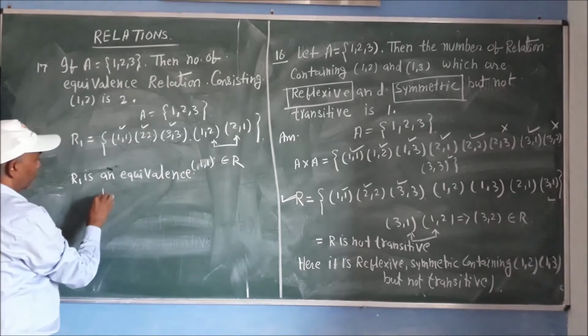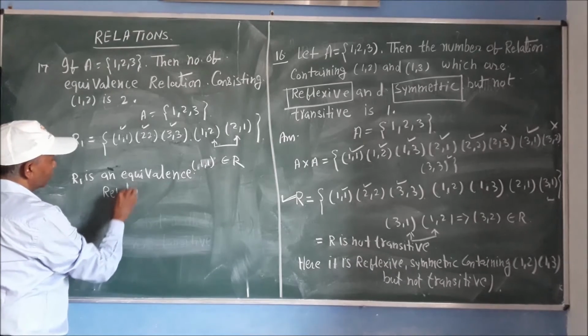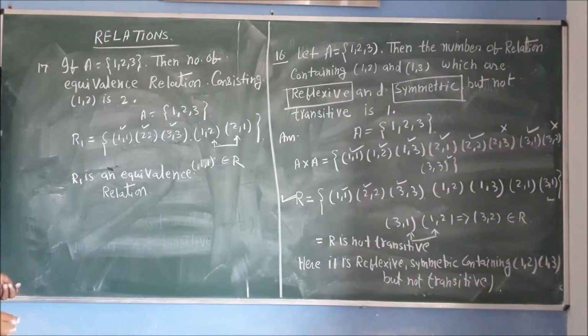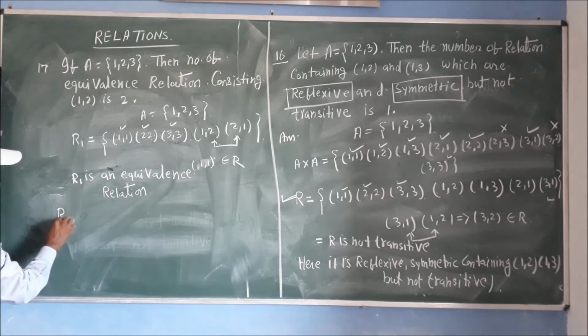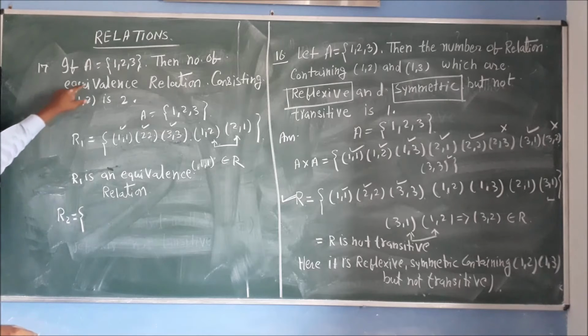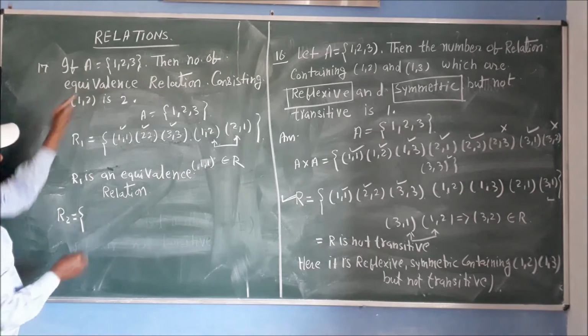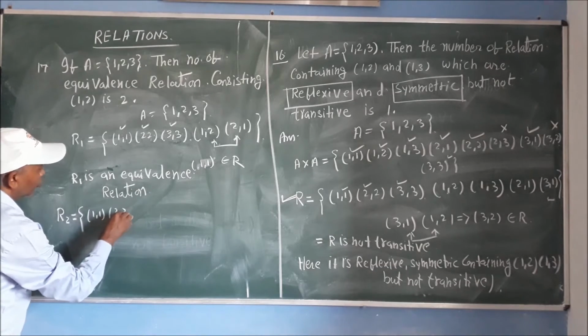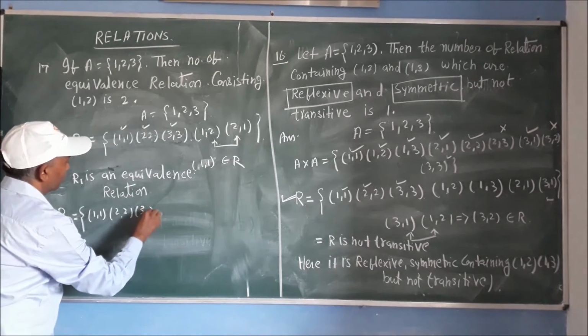Equivalence relation. Why equivalence relation? Because it is reflexive, symmetric and transitive. Second relation, I am trying to make you R2. So first, R2 may be reflexive because it is an equivalence relation. So its elements will be (1,1), (2,2) and (3,3).